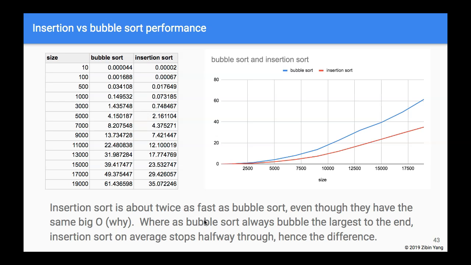The intuition behind that is, remember the way bubble sort works, it always bubbles the largest to the very end of the list. Whereas insertion sort, on average, doesn't have to insert all the way at the beginning. That's the worst case. On average, it should be able to find the right place in the middle of the sorted portion. And I think that is the reason why insertion sort is usually twice as fast as bubble sort.